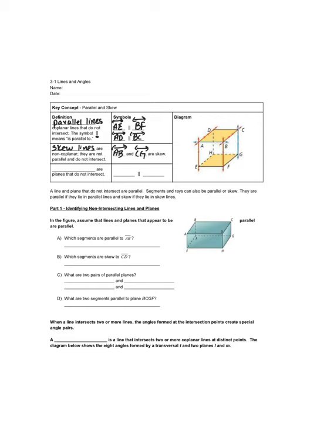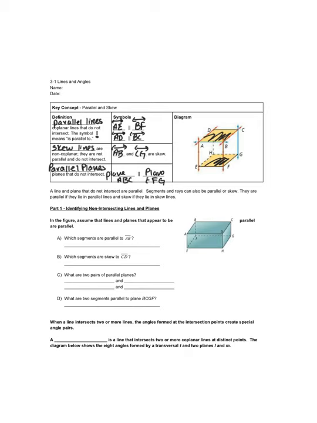Next definition, okay, it says planes that do not intersect. Well, we could also have parallel planes, all right? Just like lines don't intersect, some planes don't intersect, okay? And then here we have plane ABC and plane EFG, all right? Plane ABC and plane EFG never intersect.